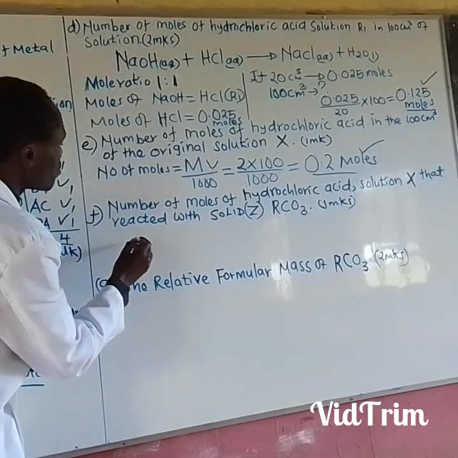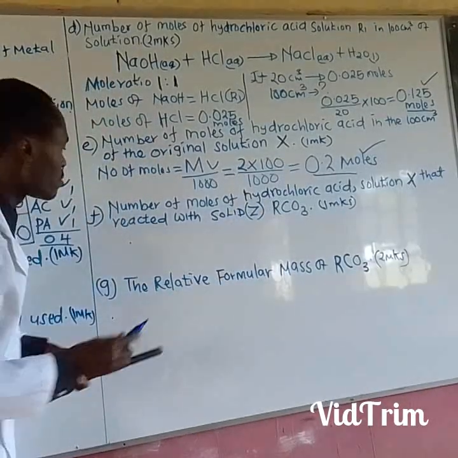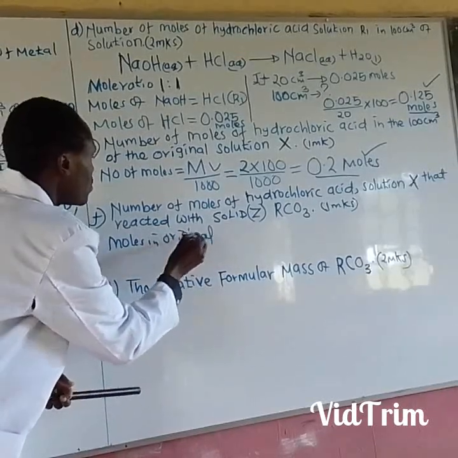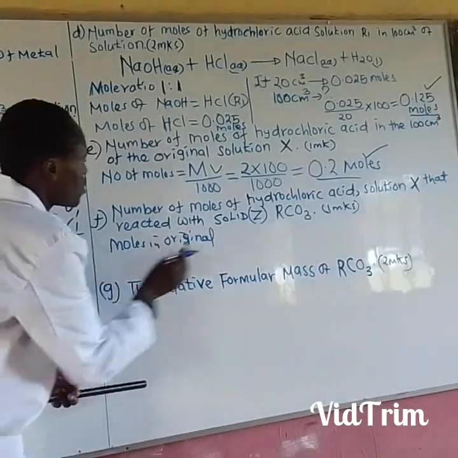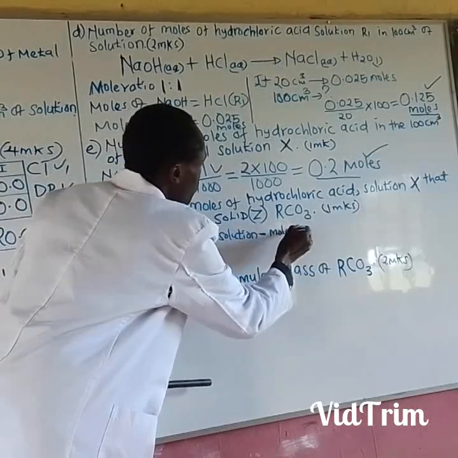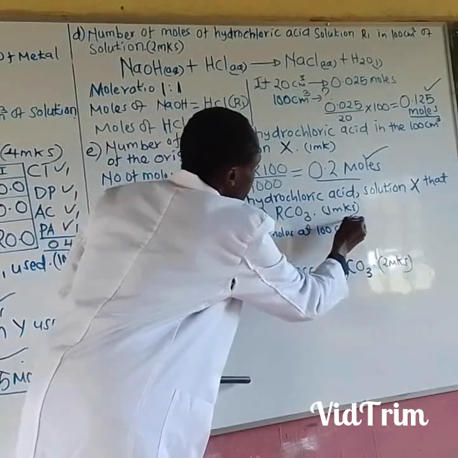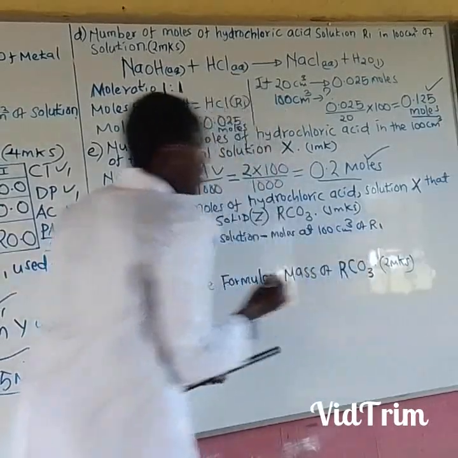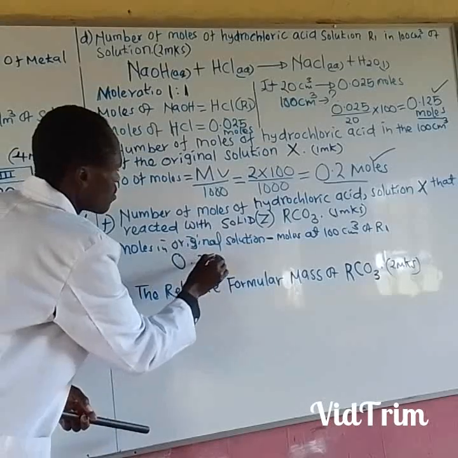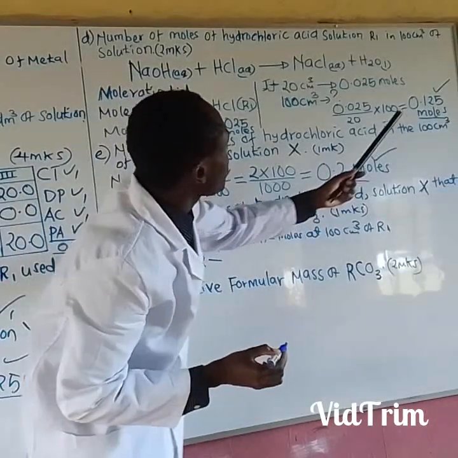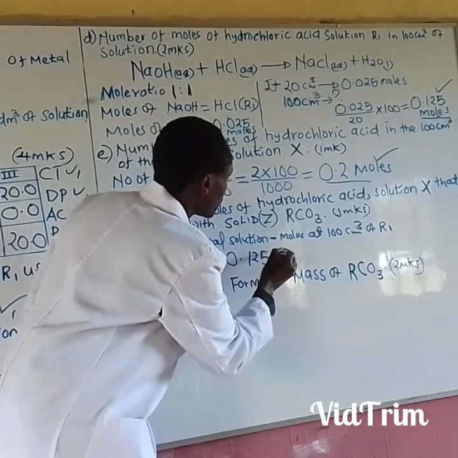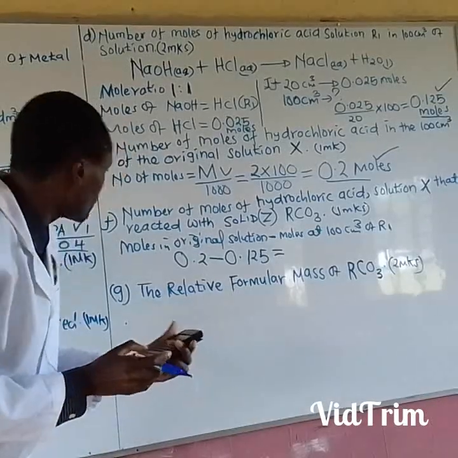So this is it. So you take moles at 100 in the original solution, minus moles at 100 centimeter cube of R1. Is it okay? Then this one becomes 0.2 minus, at 100, we have found out R1 at 100 is 0.125. This one gives us what? Let me see the calculation.